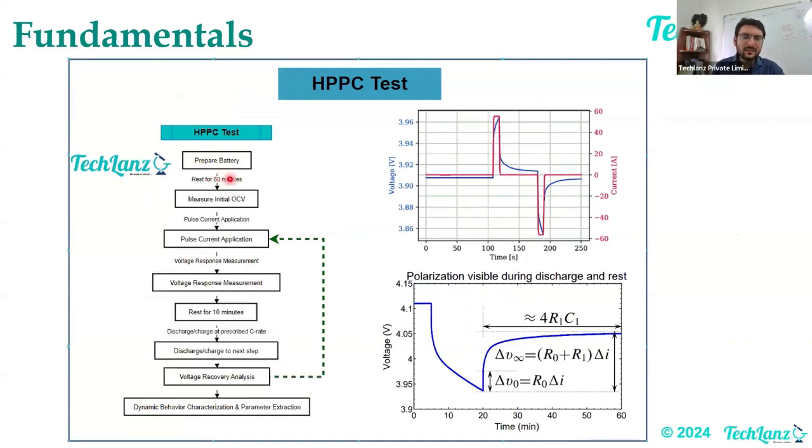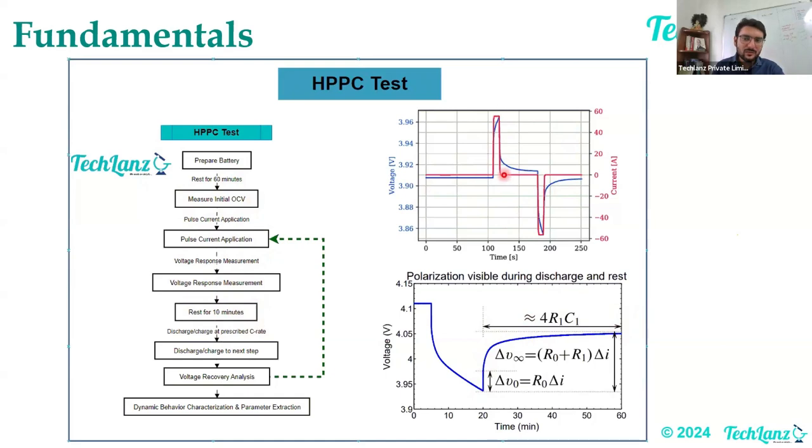You keep the battery in rest condition for 60 minutes. Now this rest condition is very important for the voltage to get stabilized. You measure the initial OCV of the pack, which is open circuit voltage. Then you give a pulse current of very short duration. If you see, this is a pulse current which is given, and based on that pulse current, you see the voltage response. Then again you rest for 10 minutes. Why do you rest for 10 minutes? Because again there's a relaxation time, so you have to bear with that.